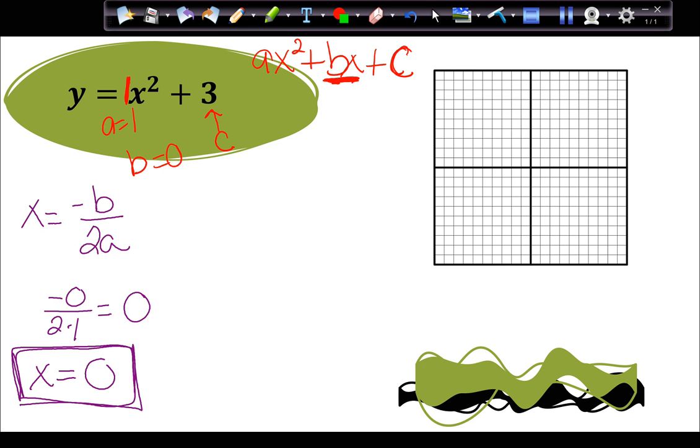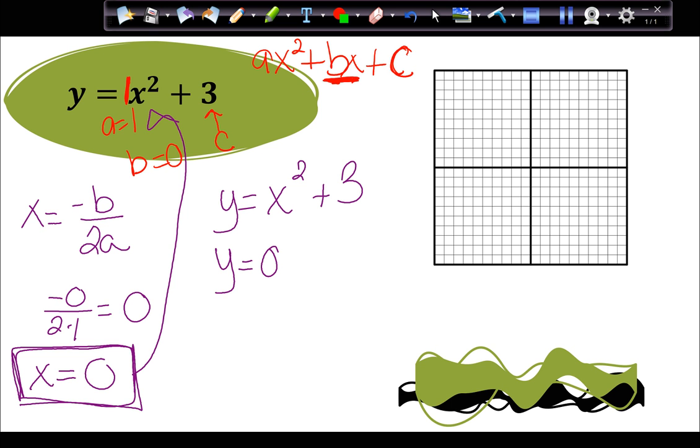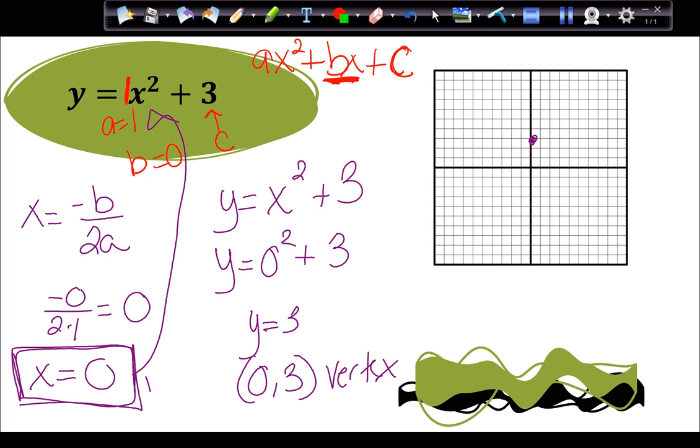So now to find the rest of the vertex, I'm going back to my equation because I have an x value now, and I know x is 0. So 0 squared plus 3 is going to give me 3. So now I have an ordered pair, 0, 3. So that would be my vertex. And this is the axis of symmetry. So I'm going to my equation, and I have a 1 as the a value, which means my parabola is going to open up, and my parabola will just open up like that.